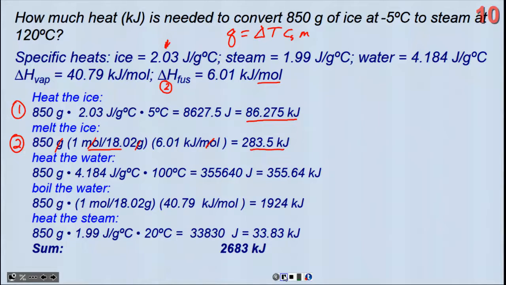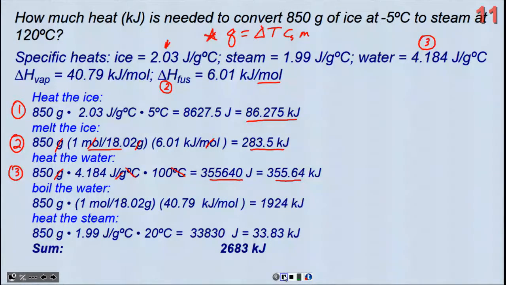Now that you have the ice melted, it is really only at 0 because the phase change happens at 0, and it doesn't get any warmer until the phase change is complete. So the next thing you have to do is heat the water. To go from 0 to 100, you have to get it to boiling. This is the same specific heat kind of equation: 850 grams times the specific heat of water, which is value number 3 up at the top, times 100 degrees Celsius. The Celsius cancels, the grams cancel, and your answer is lots of joules, so we'll restate it in kilojoules. Just a mathematics exercise on your calculator.